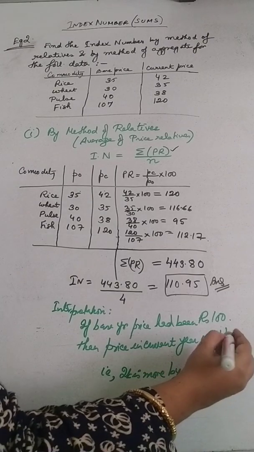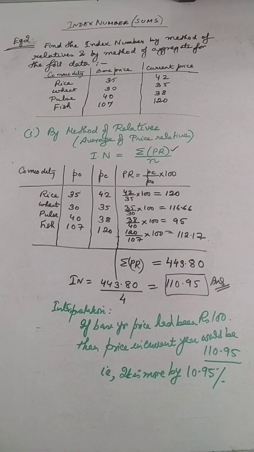10.95%. This will be your interpretation. They didn't ask, but I just wrote it. It comes from the unitary method. The basic definition of index number is what? PC by P0 into 100 for a particular commodity. So how did it come about? It came from the unitary method.